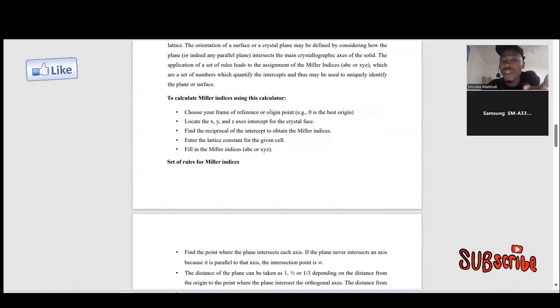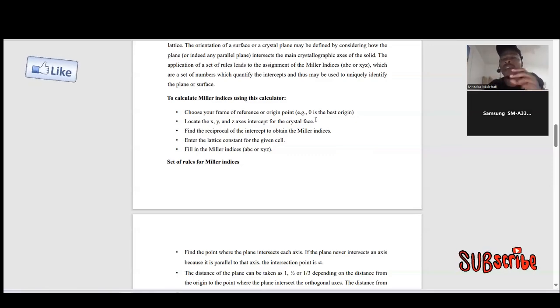You choose your frame of reference, which will be 0, okay? Then you locate your x, y, z, and the axis intercepts for the crystal face. For whatever plane you are given, you are locating these x, y, z. Now we find the reciprocals of those intercepts. Now you enter the lattice constant for a given cell, then fill in the Miller indices in the form of parentheses. Okay.